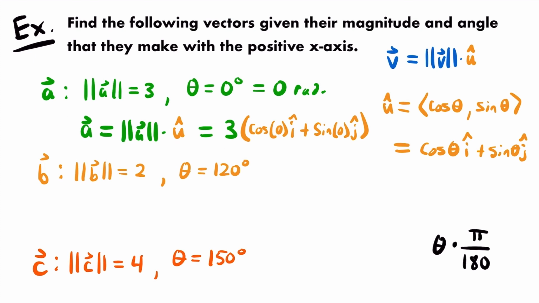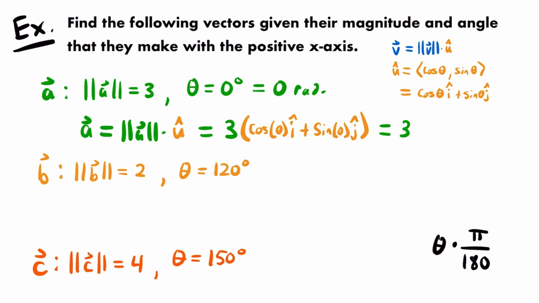So now if we simplify, this will be equal to 3 times cosine of 0 times i. Cosine of 0 is equal to 1, so we'll have 1 times i. So really we just have i. And then that will be added to sine of 0 times j. And sine of 0 is just 0, so we're going to have 0j. Now multiplying 3 by both of these terms will give us that vector A is equal to 3i plus 0j, right? 3 times 1 is 3, and 3 times 0 is 0.